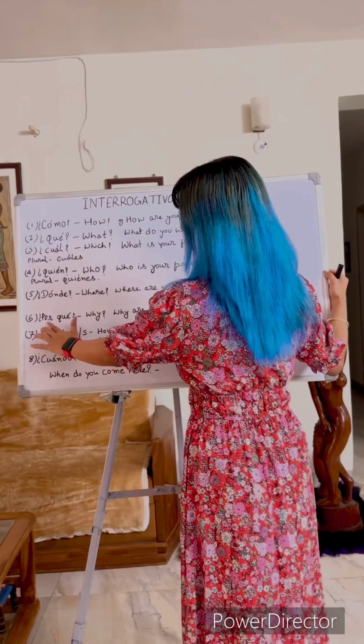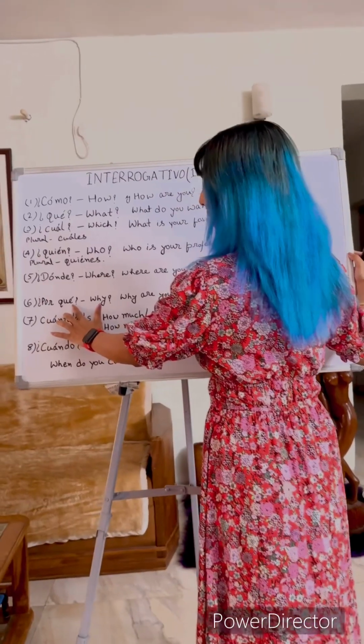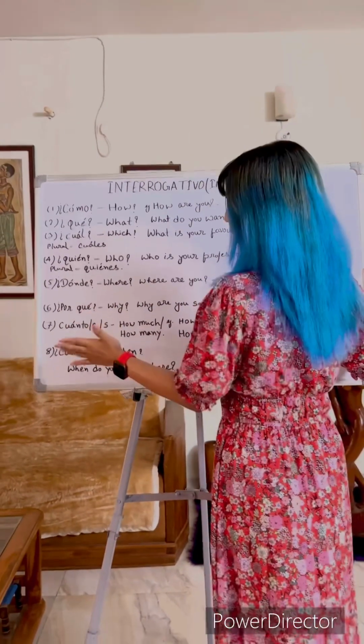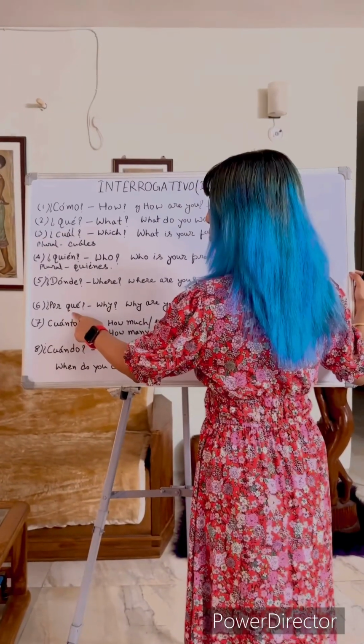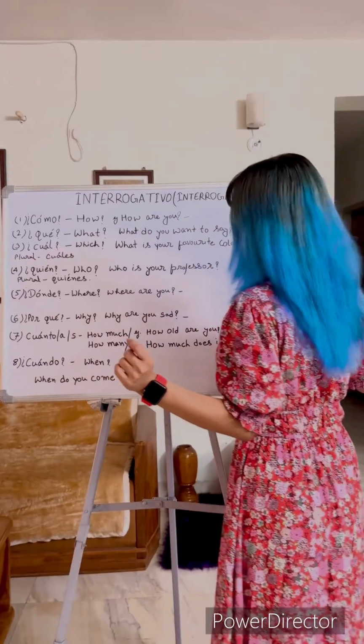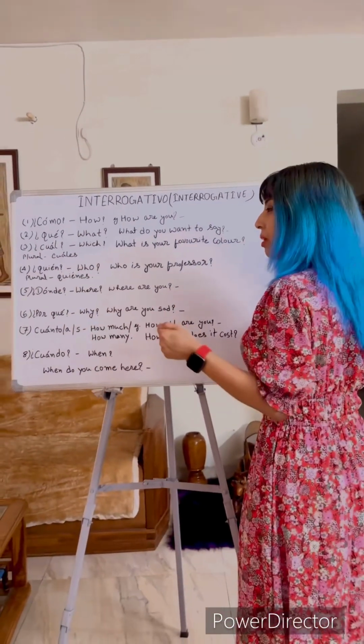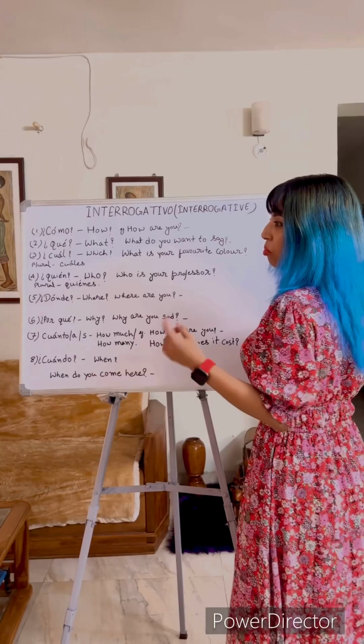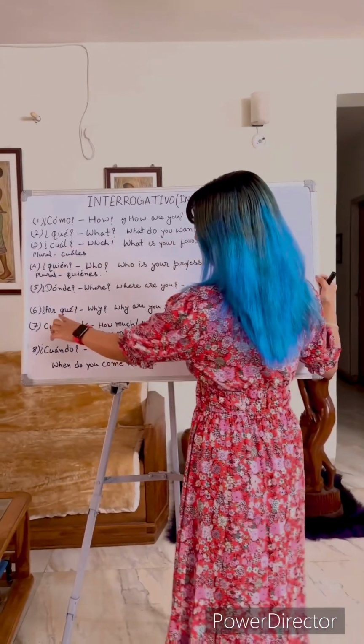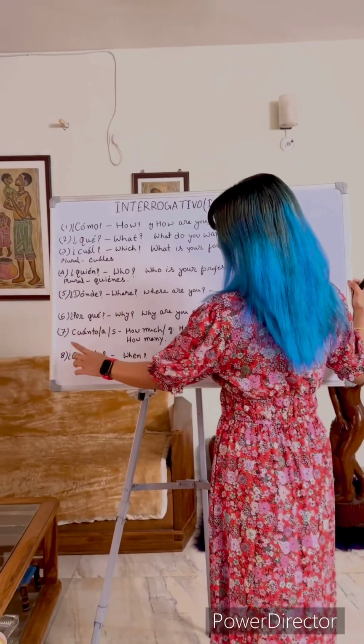And por qué, por space Q-U-E with an accent means why. If you write this porque together without an accent, then it will mean because. This por qué is why.